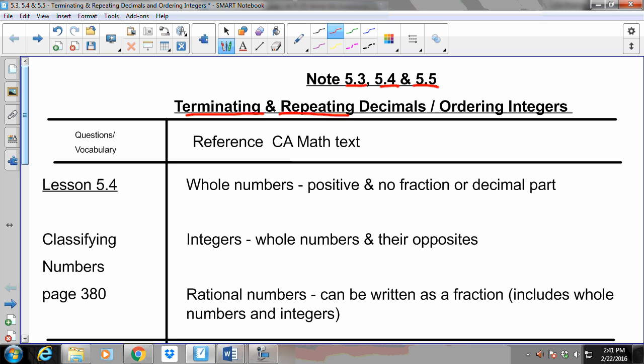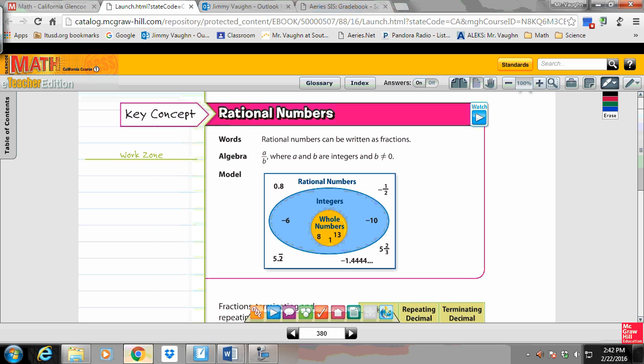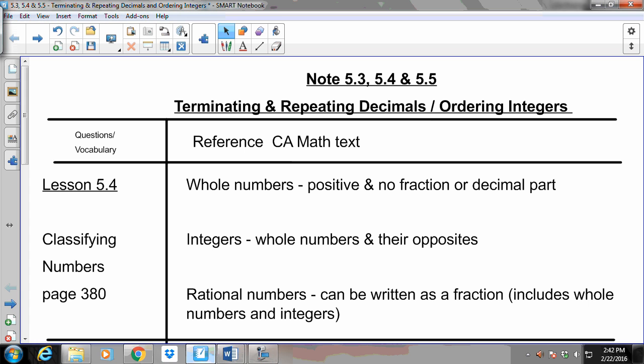Terminating and repeating decimals is actually lesson 5.4, and then ordering integers is 5.3 and 5.5 that I'm going to combine together. So get your paper all set up, and you also will need your packet, page 380. This one right here is what it should look like. I'm going to be referring to that. I'm not going to have you do any of the problems in it, but it's got some really nice graphs and illustrations that I'd like for you to look at. So let's get started. Pause it if you need to.